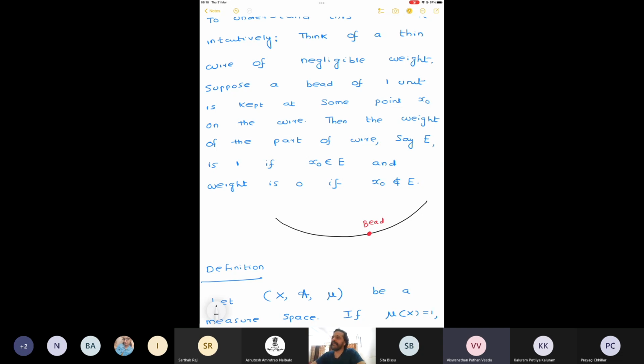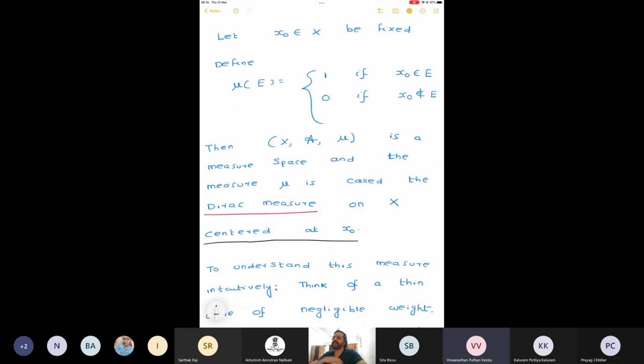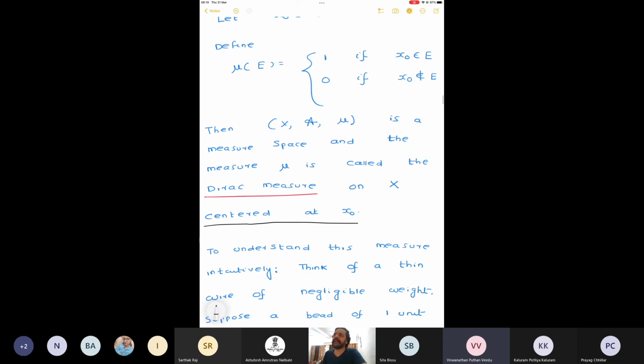If that part contains no diamond, the shopkeeper is ready to give you that necklace free of cost. So the measure is 0. But if the part of the necklace contains this precious pendant, then the shopkeeper will charge you. And the charge is 1. It may be 1 lakh or 1 crore or some 1 unit. So this is how you can interpret the Dirac measure.